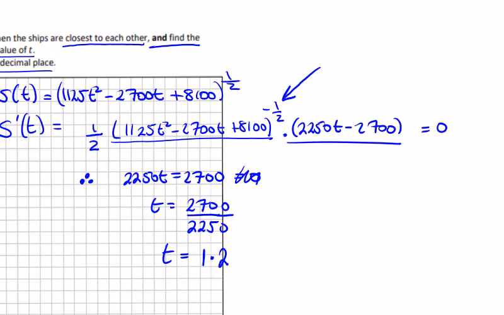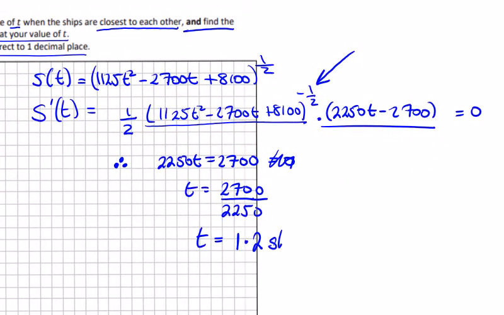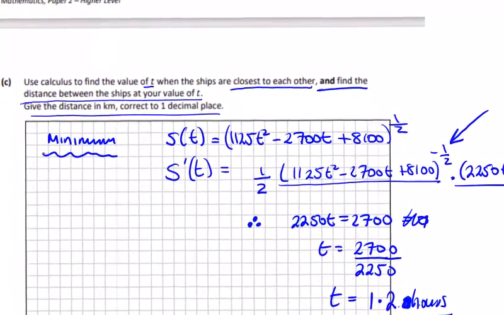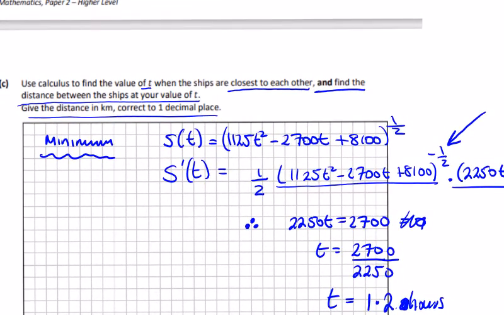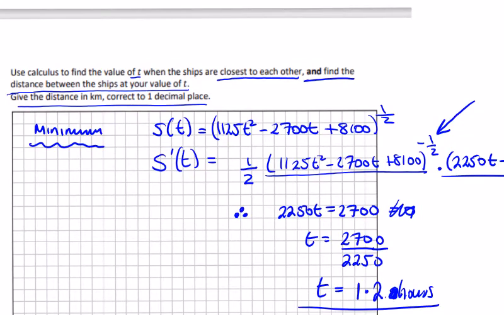1.2. And is that in hours? We're dealing with t in hours, I think. Yeah, hours. Hours, not seconds. And what are we asked? That's the value of t. Hence, give the distance in kilometers, correct to 1 decimal place. And now we need the distance. So be careful where you sub it back in.